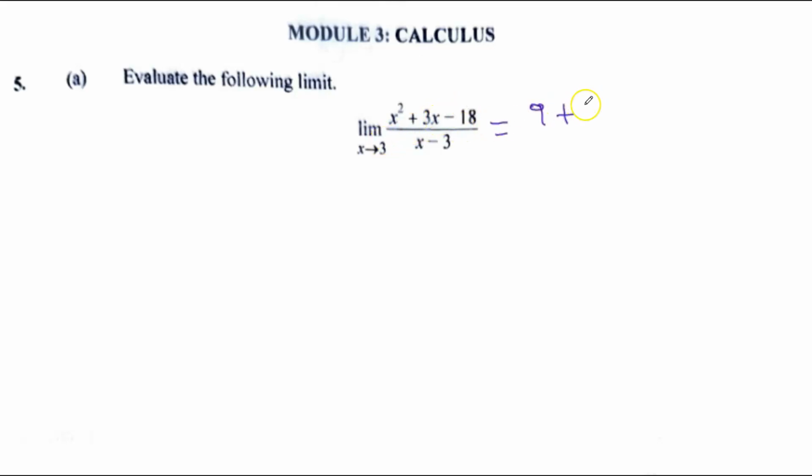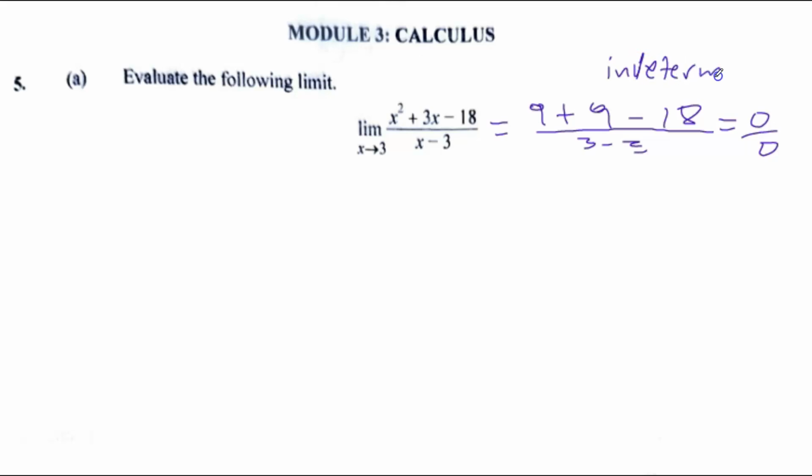3 times 3, that's also 9, minus 18. Replacing x with 3 everywhere. Denominator, that's 3 minus 3. And that's 9 and 9, 18. 18 take away 18, that's 0. 3 minus 3, 0. So this is what we call indeterminate.